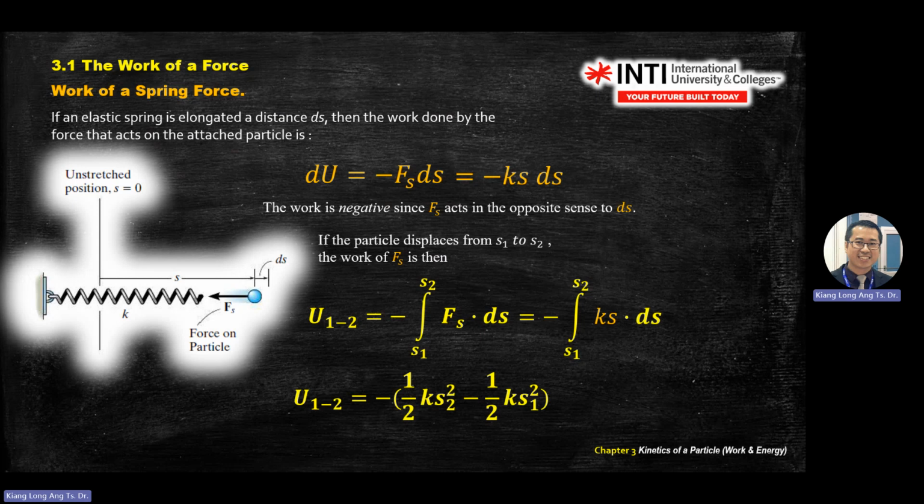Okay, you'll get negative, continue to carry, then half k x squared at position number 2 minus k x squared at position number 1. Or you can pull the constant value out, pull the half and k out, and you will get s squared at position number 2 minus s squared at position number 1.